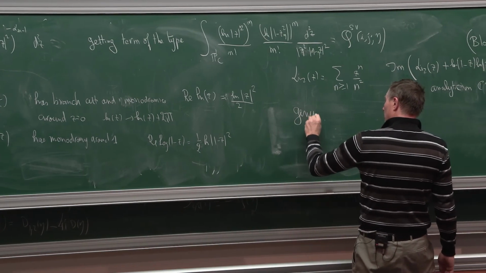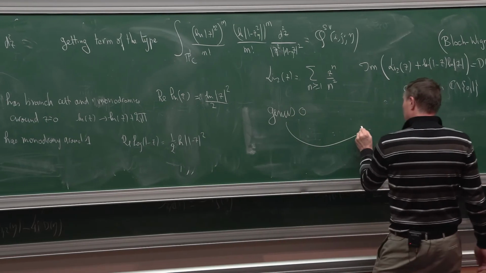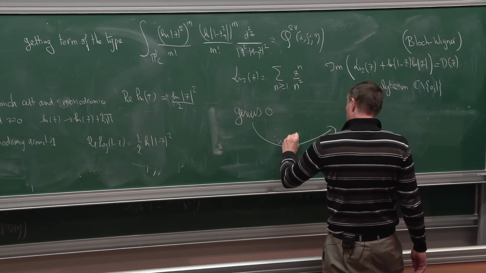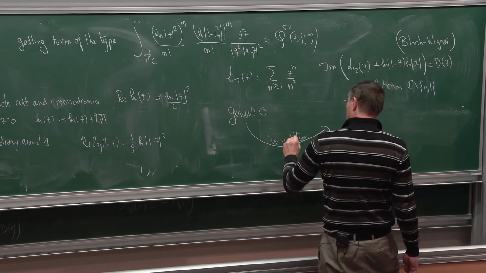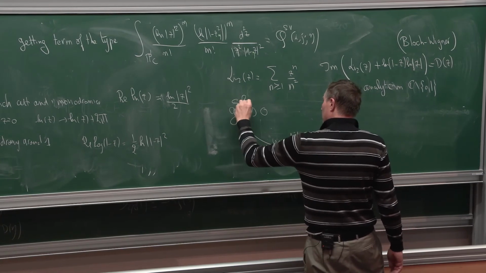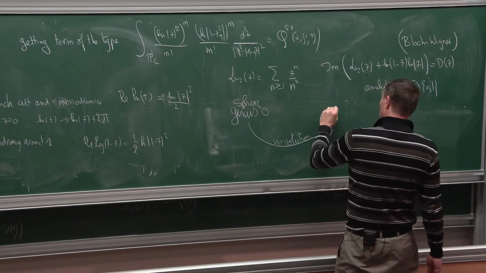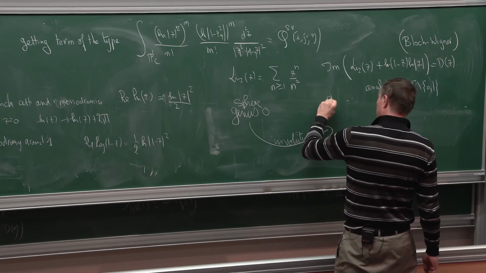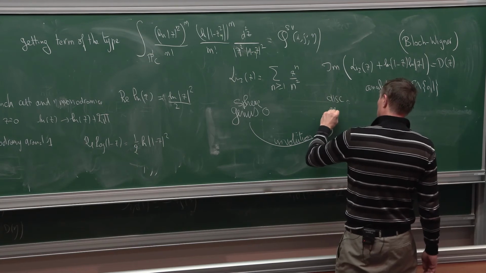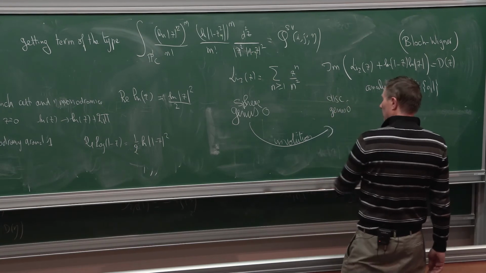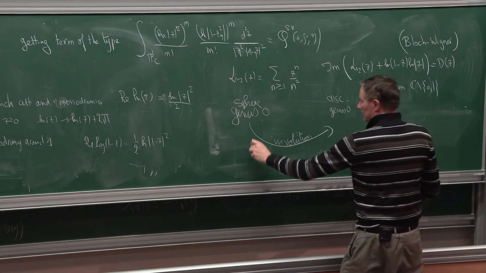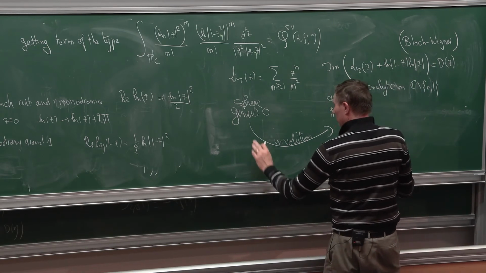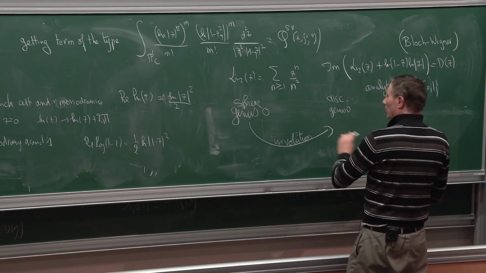So then I have genus 0. I have the involution. That means the sphere. And I go from the genus 0 sphere to the disk, for example. This is genus 0. So this is getting from the closed string to the open string.